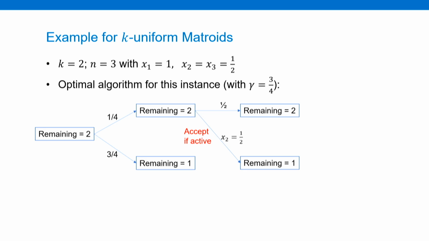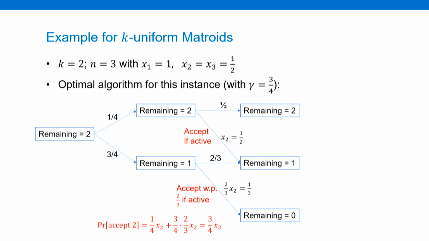But then when I come back to the sample path down here, I don't need to always accept them anymore when they're active, because I've already served them with some probability up here. And you can actually compute that when the second element is active and I have 1 unit of food remaining, I only need to serve them with probability 2/3. So the probability I accept them on this sample path will be 2/3 times x2. And then I can calculate that the total probability I accept them is 1/4 x2 plus 3/4 times 2/3 times x2, which gives me exactly 3/4. So the 2/3 is just calibrated to make this work.